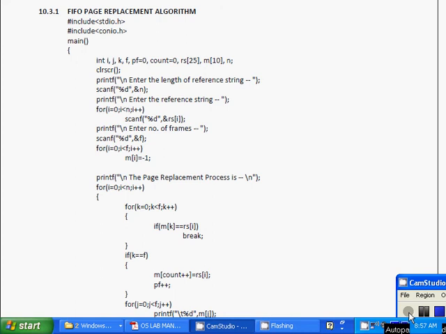The simplest page replacement algorithm is a FIFO algorithm. A FIFO replacement algorithm associates with each page the time when that page was brought into memory. When a page must be replaced, the oldest page is chosen. It is not strictly necessary to record the time when a page is brought in. We can create a FIFO queue to hold all pages in memory. We replace the page at the head of the queue. When a page is brought into memory, we insert it at the tail of the queue.